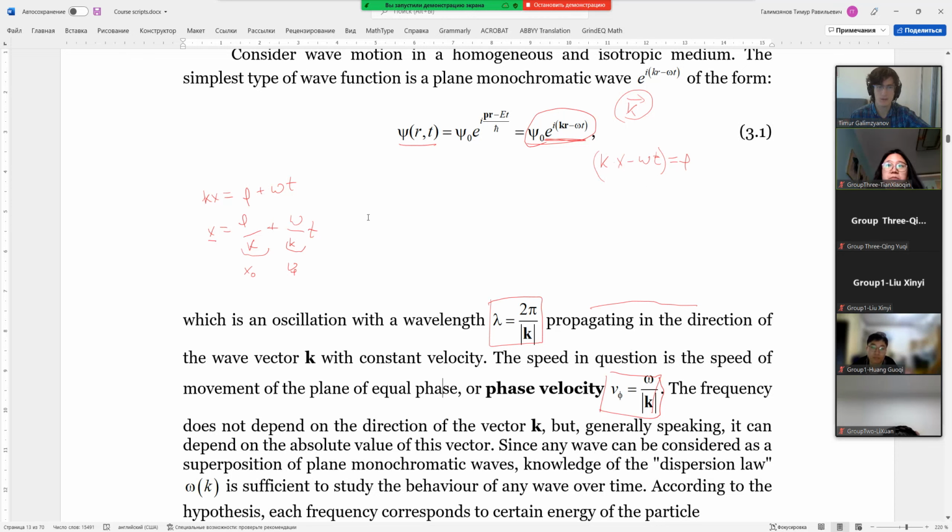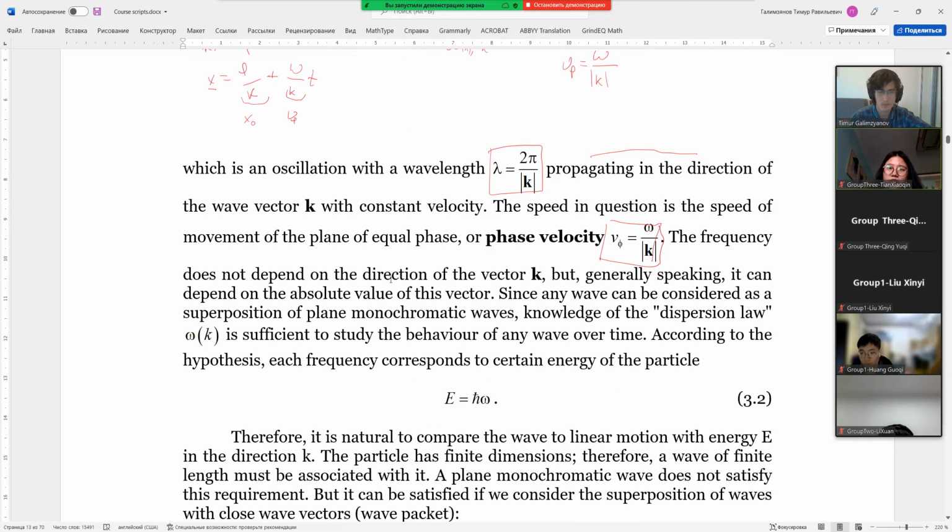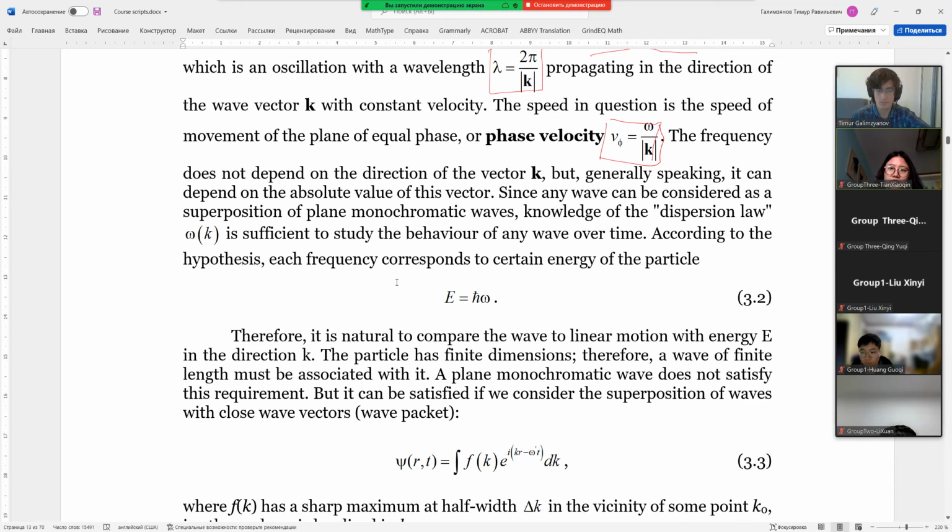So that's the phase velocity. Now we know that if we know the frequency of the wave and the wave vector, actually the frequency of the wave can depend on the wave vector, and the phase velocity can be found as the frequency divided by the absolute value of k. So now we know almost everything about the plane waves.